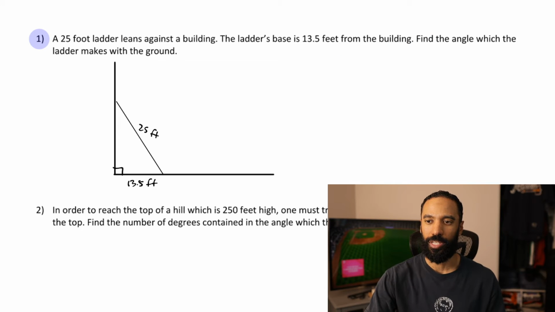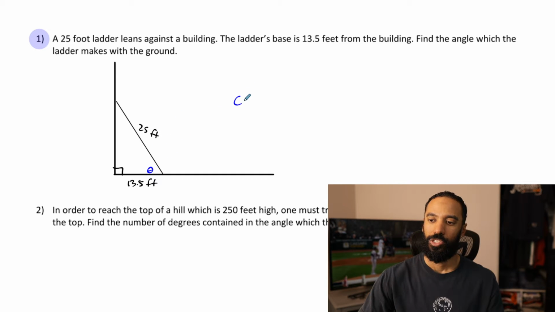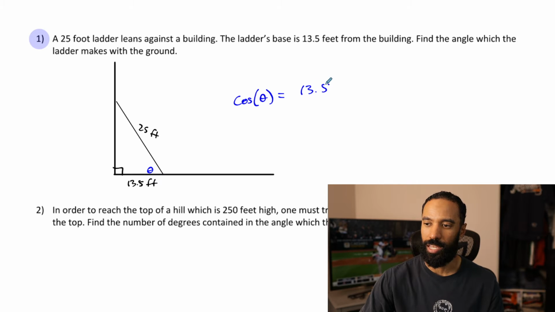They say find the angle which the ladder makes with the ground, so I need to find out this theta right here. That's my setup. It's all about drawing it before you get it set up. So the cosine of your angle, and I'm doing adjacent over hypotenuse, which is why I choose cosine, is 13.5 over 25. Theta is going to be the inverse cosine of that guy.